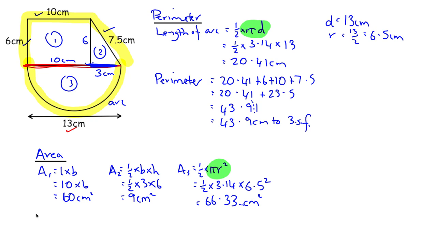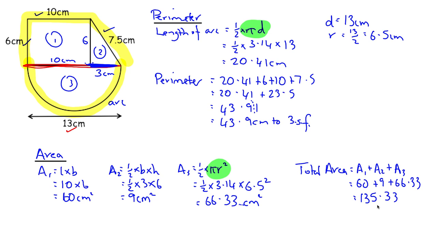So we've got these 3 areas to add together. So the total area is A1 plus area 2 plus area 3, which is 60 plus 9 plus 66.33. So we've got 69 and 66 gives me 135.33. I'm going to round it to 3 significant figures. So the first digit I cut off is 3, which tells me to round down. So I'm going to use 135 square centimetres for my area.